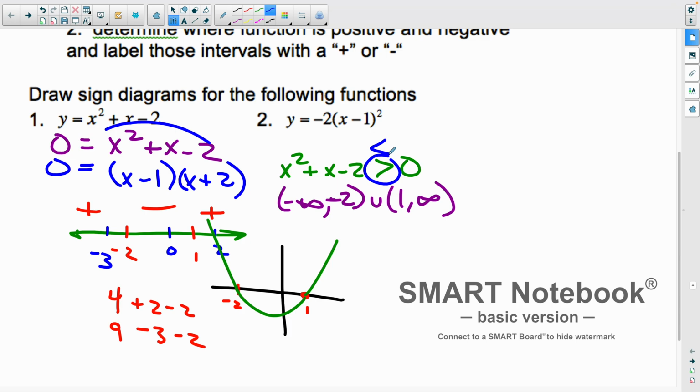Let's try another one. We're going to do this one right here, and then we'll be finished, and I'm going to let you have time to finish the test. What do you notice about this one? I'll give you a chance to copy it down if you haven't already. So y equals -2 times (x minus 1) squared.